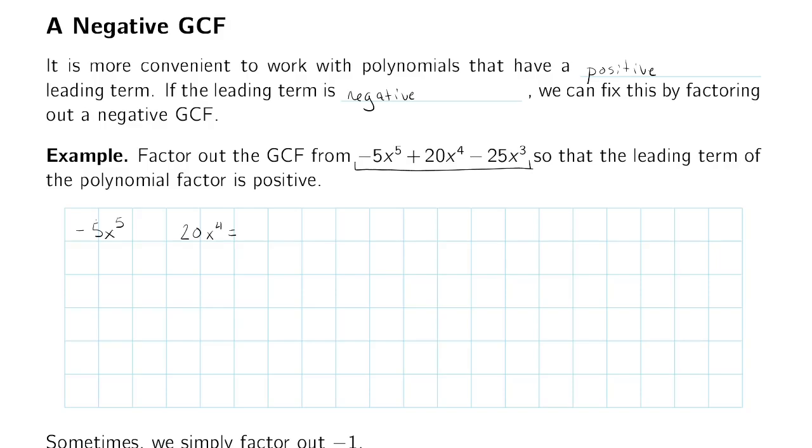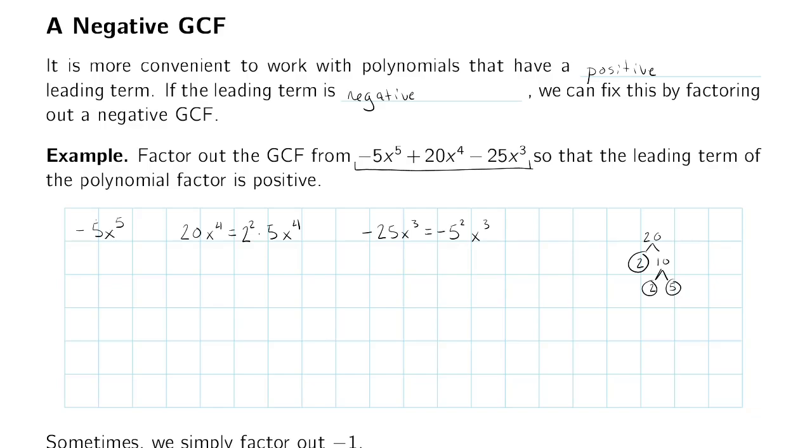Let's look at the factors of 20 quick, right? 20 is 2 times 10. 10 is 2 times 5. So 20 is 2 squared times 5. And then that's multiplied by x to the fourth. And we have a negative 25x to the third. 25 is 5 times 5. So negative 5 squared x to the third.